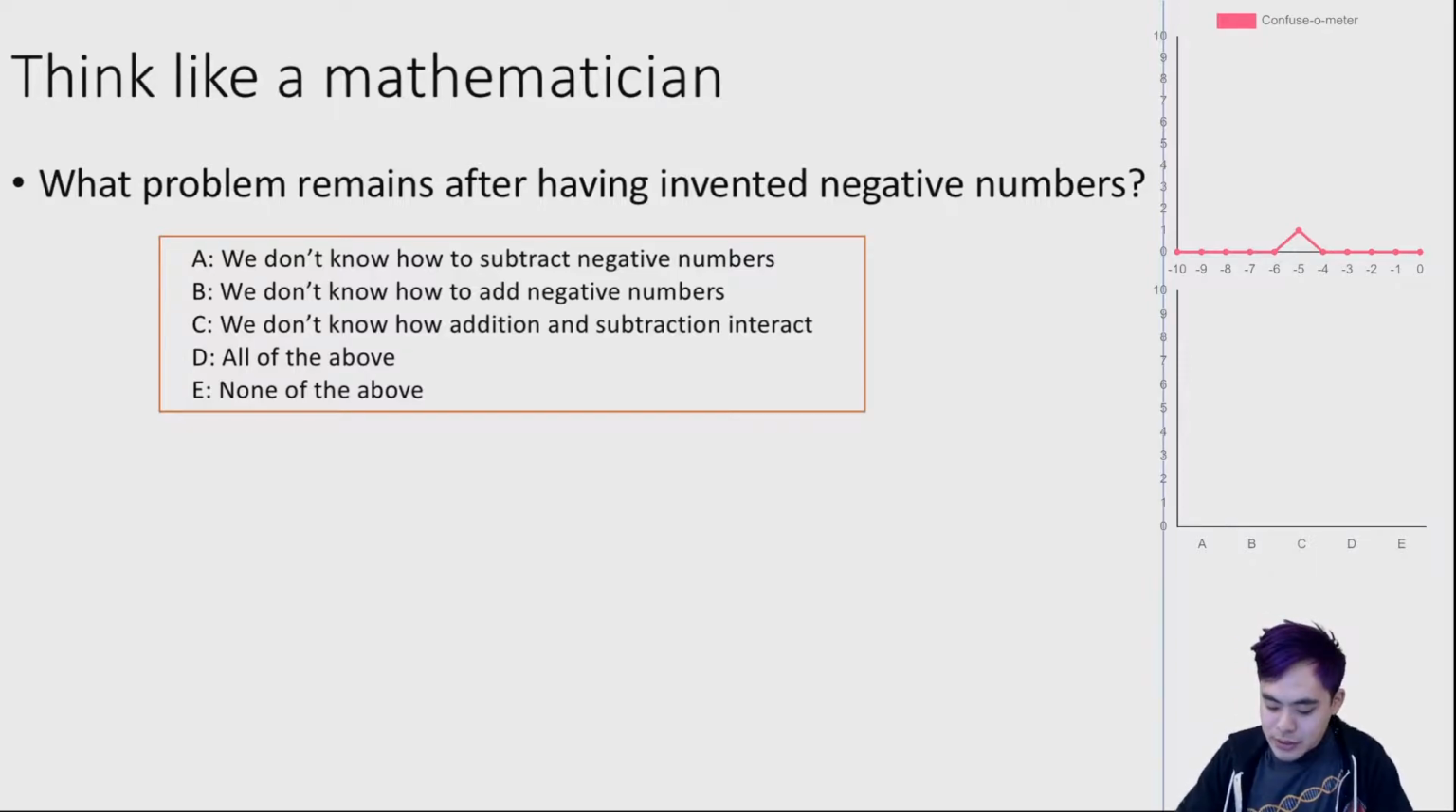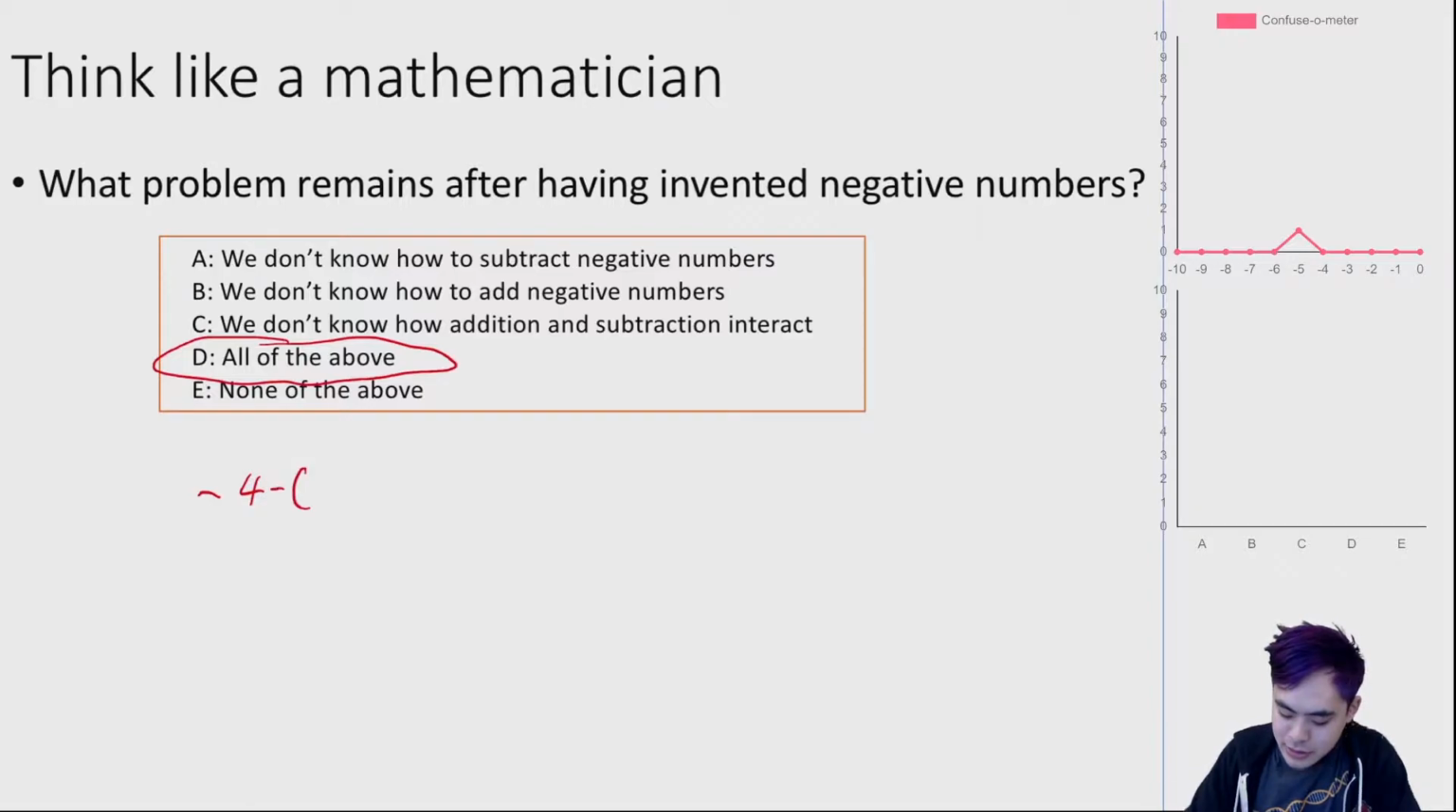But the answer here was really all of the above. And the reason for that is, well, we don't know how to subtract negative numbers because we haven't defined that. We defined subtraction only for positive numbers. So what is negative 4 minus negative 3? Well, you guys may remember how to do that from your school days, but that's not really something we've invented yet. We also haven't invented adding negative numbers, so negative 4 plus negative 3. We just haven't invented these things yet. Or things like how subtraction and addition interact.